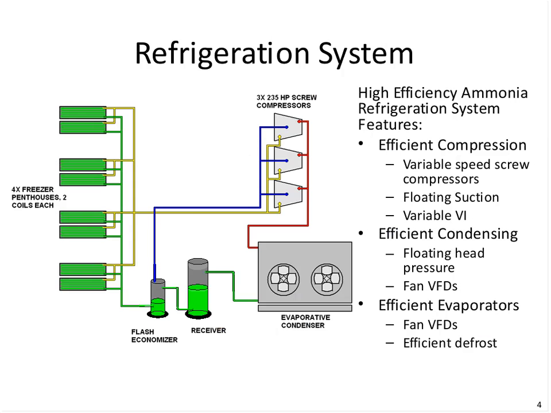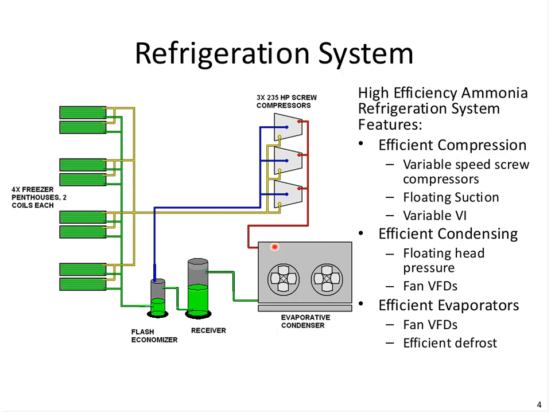So on this next slide here, we can see the refrigeration system that's supporting that particular warehouse. From the initial view here, there are four penthouses with the evaporator coils in them, and the suction lines coming back to three 235 horsepower compressors. These do have variable speed drives on them with volume index, so efficient compressors.